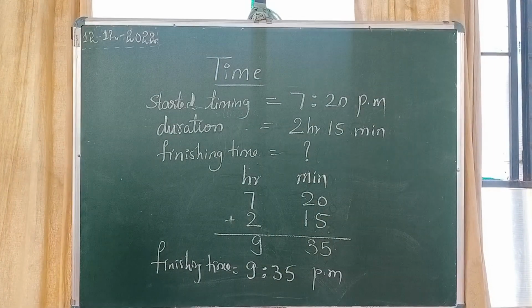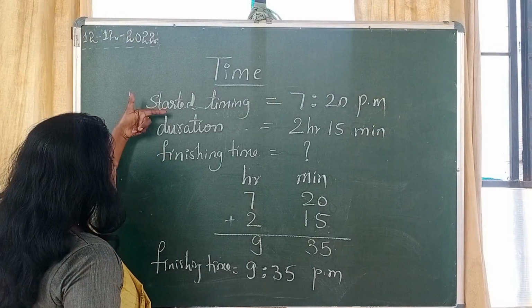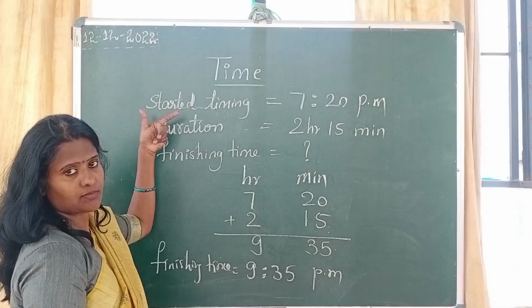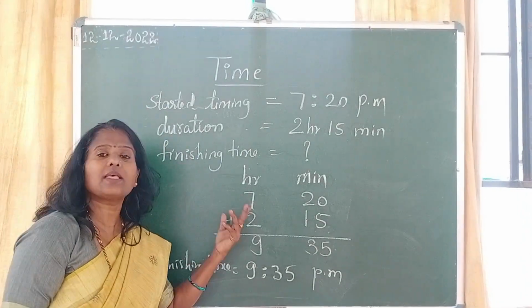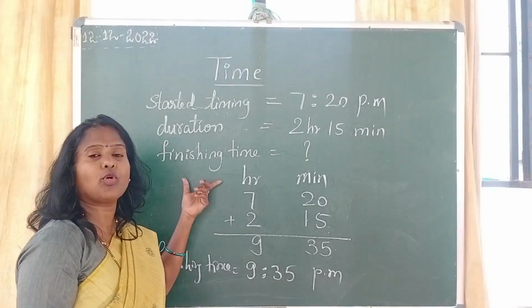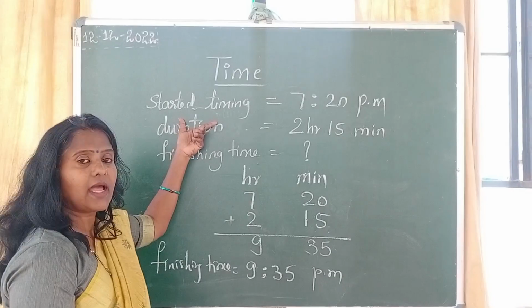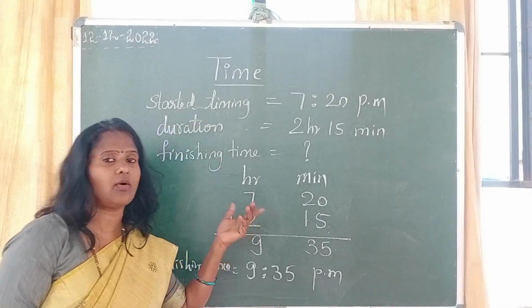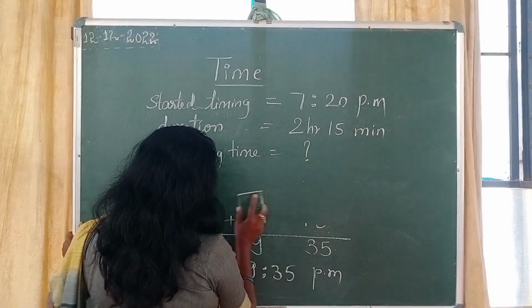Okay, now we will see another method, that is, the started time we have to find here. At what time he has started. Then you have to subtract. If the finishing time is given and the starting time is asked, we have to subtract. If the starting time is given and the finishing time is asked, we have to add. You remember that. Now let us see.